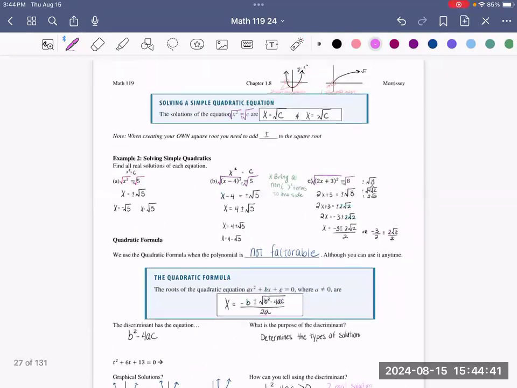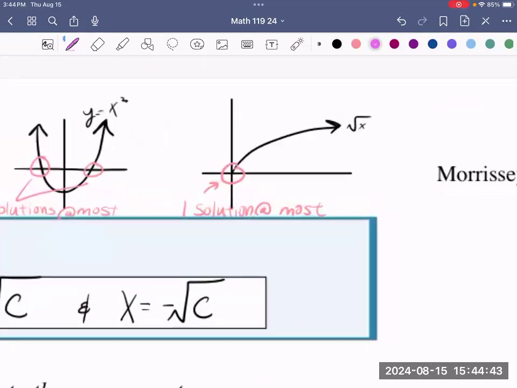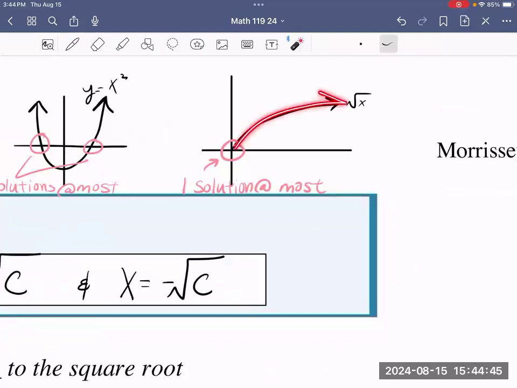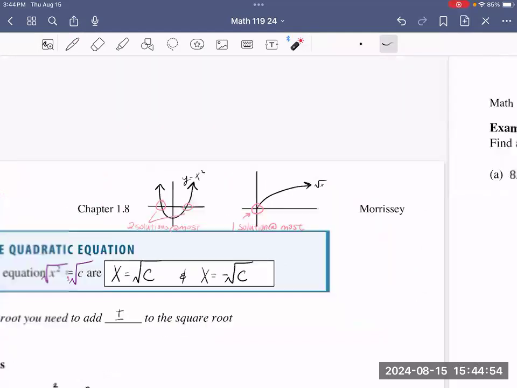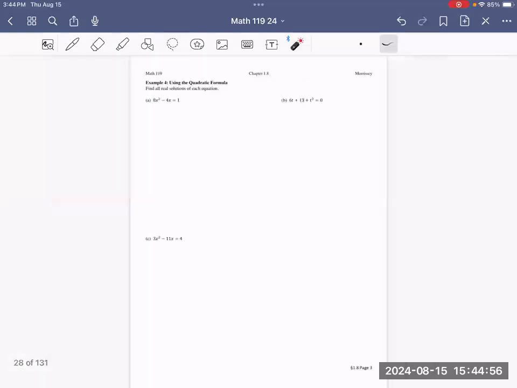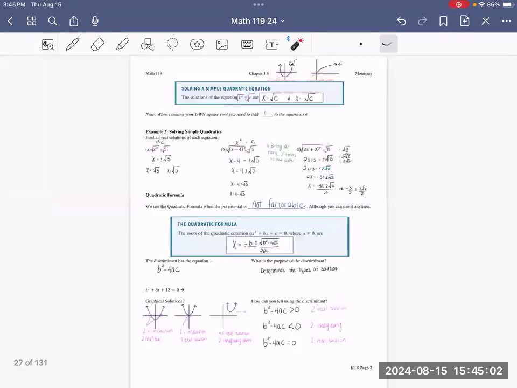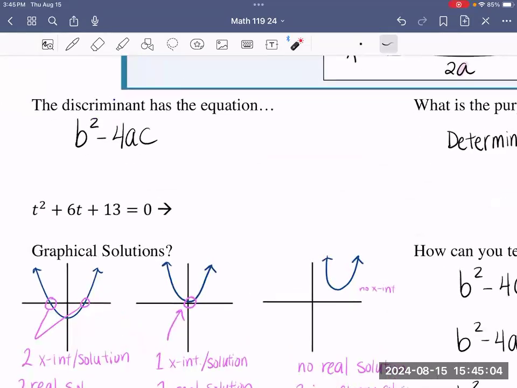And the reason why we're not allowed negatives under that square root sign, again, is because in its most basic parent function, you'll notice that there are no negative x values on its graph. So that's why we keep harping about no negatives underneath a square root. So before I go over here, let's determine how many solutions this might have just by using your discriminant.